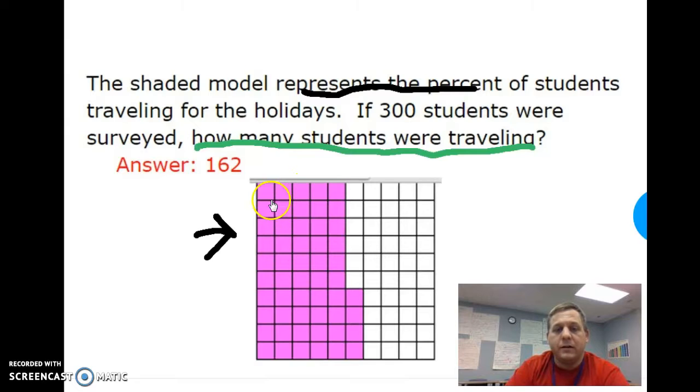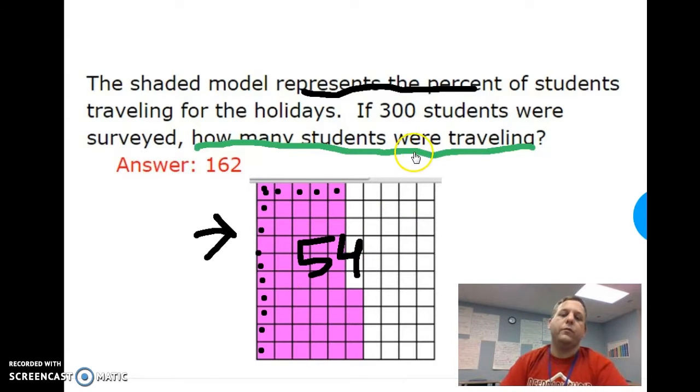I count up my things and I have 1, 2, 3, 4, 5. 1, 2, 3, 4, 5, 6, 7, 8, 9, 10, which gives me 50. 1, 2, 3, 4, 54. So that is 54%. 54% of the students are traveling for the holidays. Okay. I'm going to go ahead and put my percent sign so I don't forget that's a percentage.